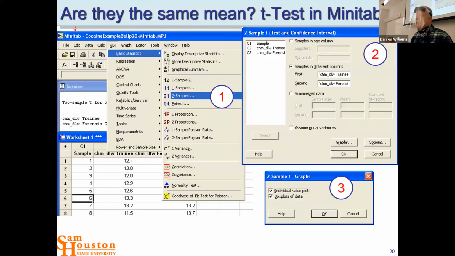We could do these same tests in Minitab, where you just have the 2 columns of data. You don't have to enter any formulas in. This is just a graphical way to get there. You go to stats, basic statistics, 2 sample t-test. You select the trainee and the forensic chemist columns, and you can do some graphs too and hit OK, and it'll give you the t-value, and it'll give you the same answers that we got with Excel.